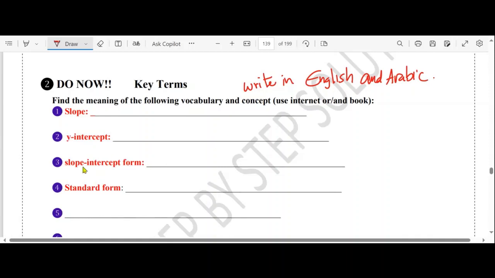Yes, what are you saying? Okay, so you already know this meaning, right? Okay, let's move on.